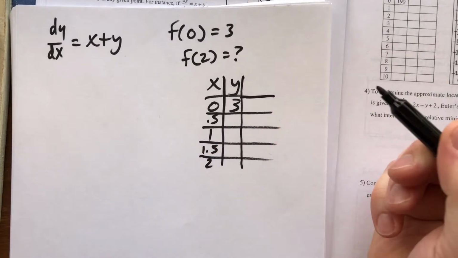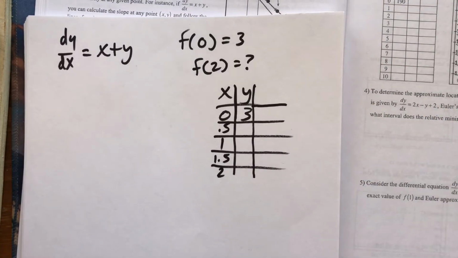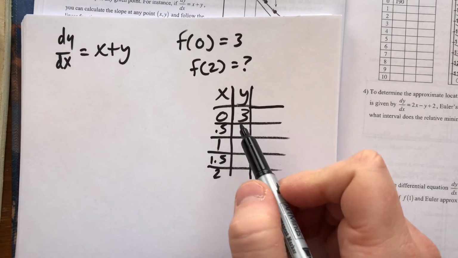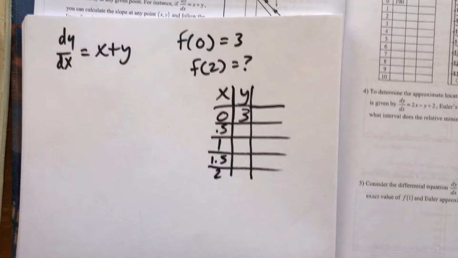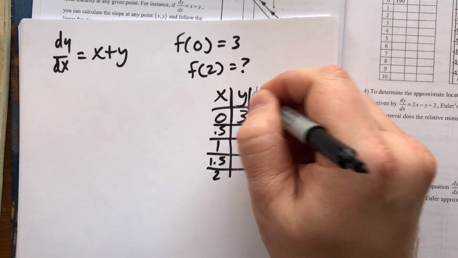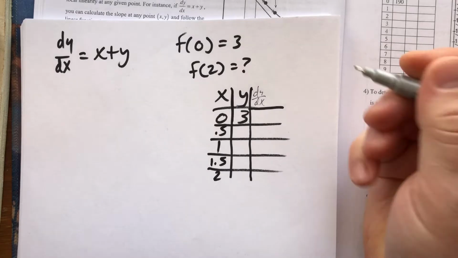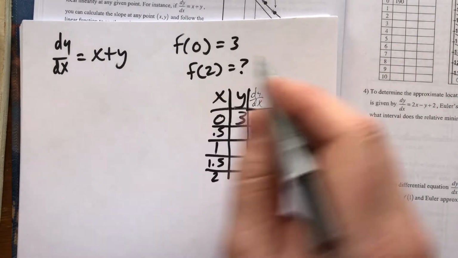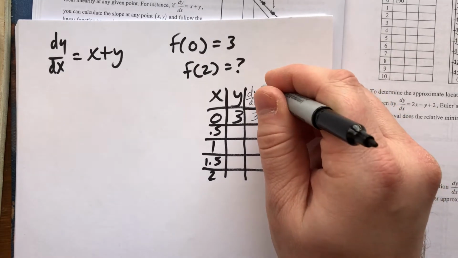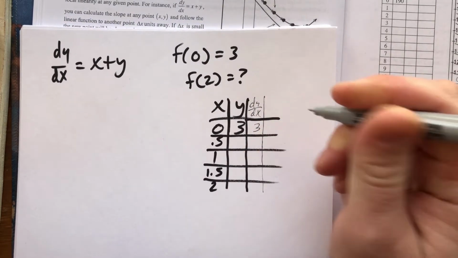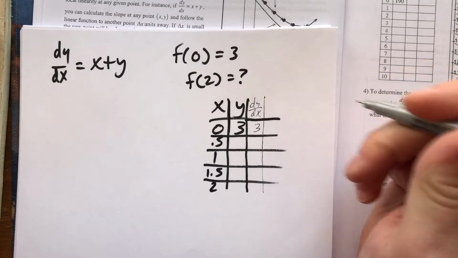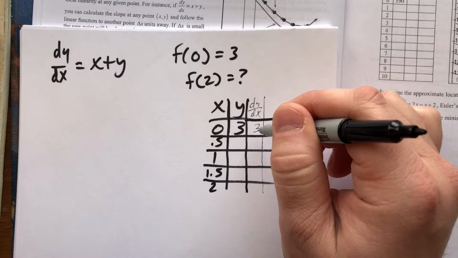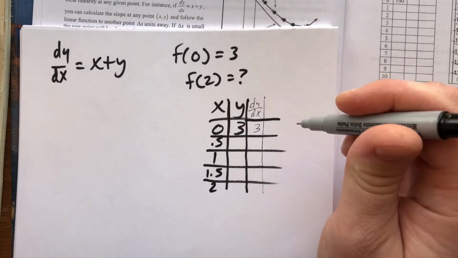Well, what's dy/dx at 0, 3? We plug it in and we get 3. That means the slope here is 3.